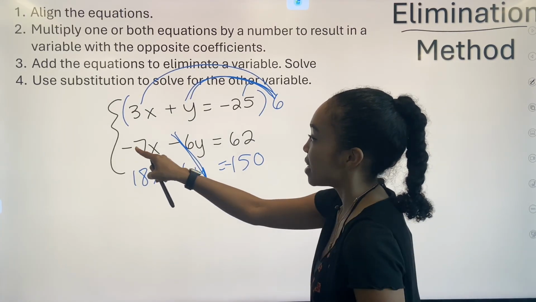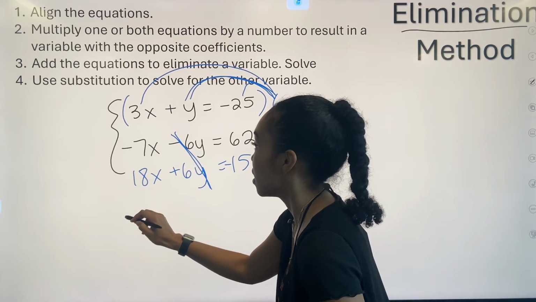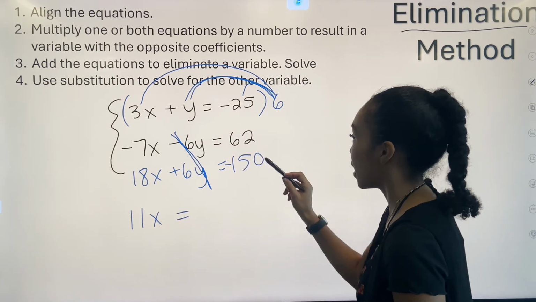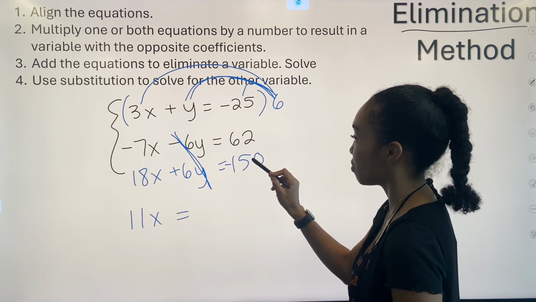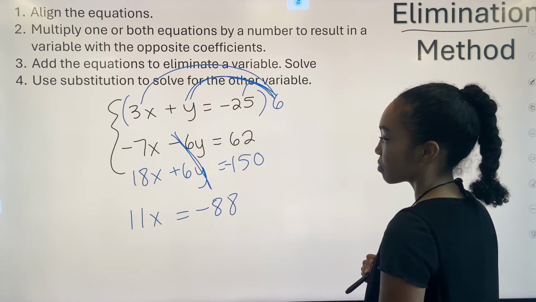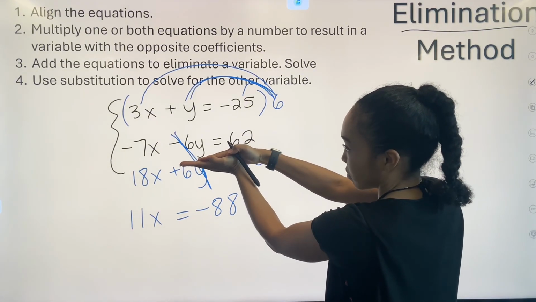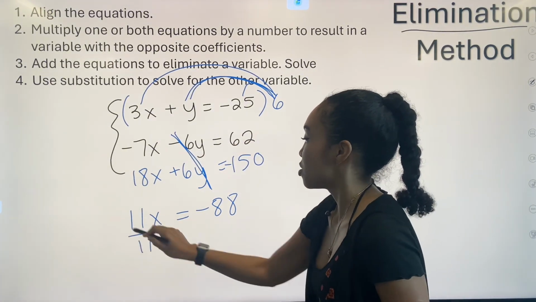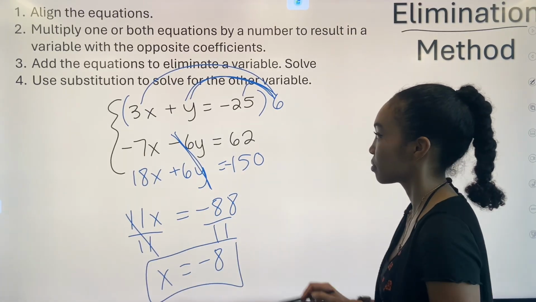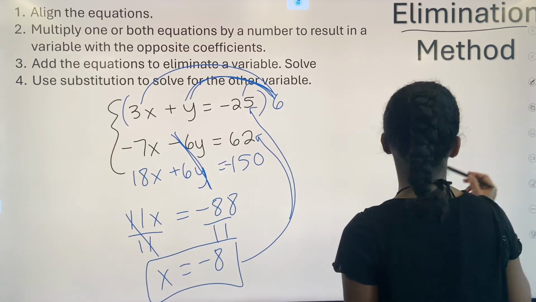Now, I have negative 7x plus 18x. That'll give me 11x. And 62 and a negative 150, if you add them, you'll get negative 88. So you just add the two equations together. Divide both sides by 11, and you get x is equal to negative 8. Now, use one of the original problems to figure out what y is.